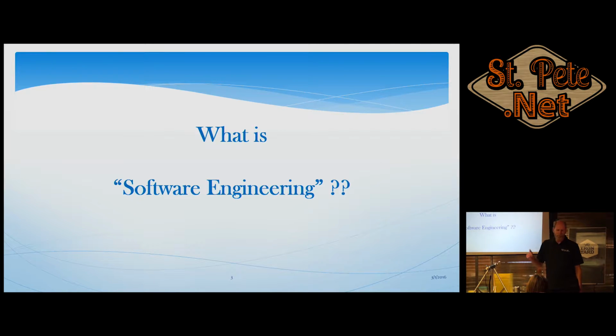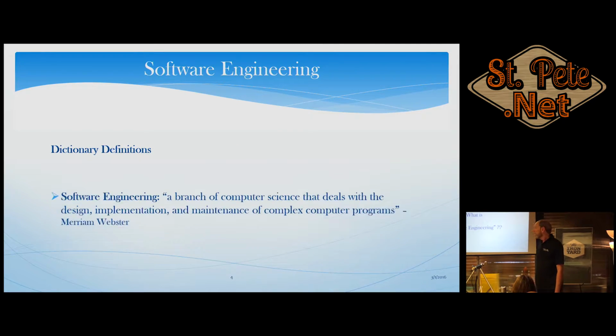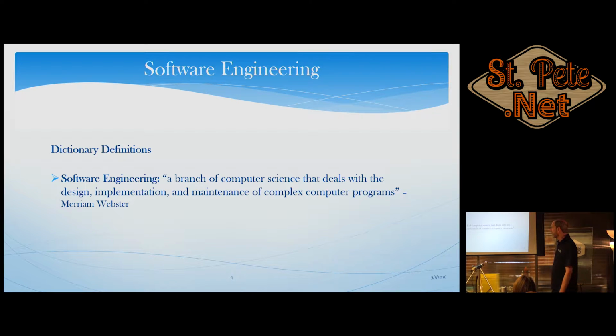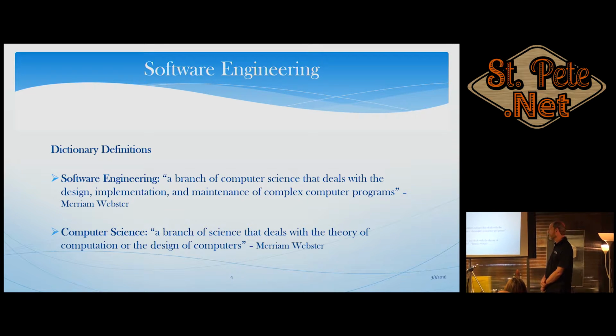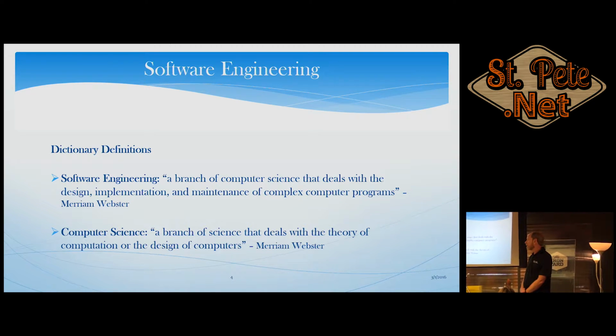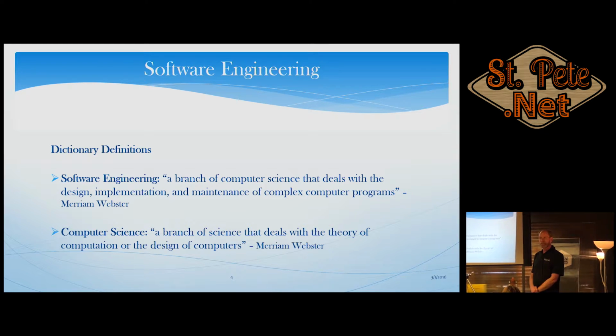So in order to talk about software engineering in an agile environment, we have to figure out what software engineering is. Okay? There's a difference between software engineering and just application development. One place to start is with dictionary definitions. A branch of computer science that deals with the design, implementation, and maintenance of complex computer programs. Doesn't really tell us much. But if we dig into computer science, a branch of science that deals with the theory of computation or the design of computers. There's a gotcha here.